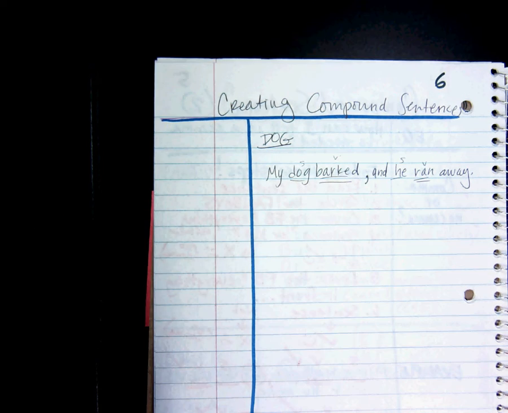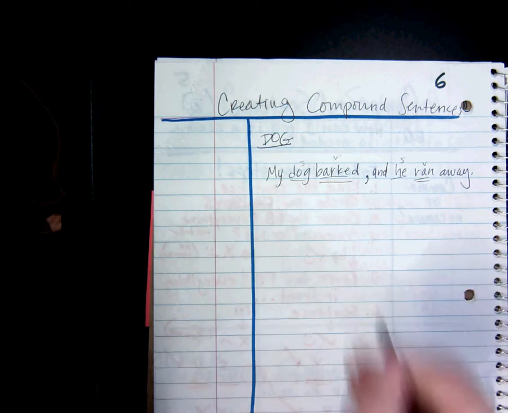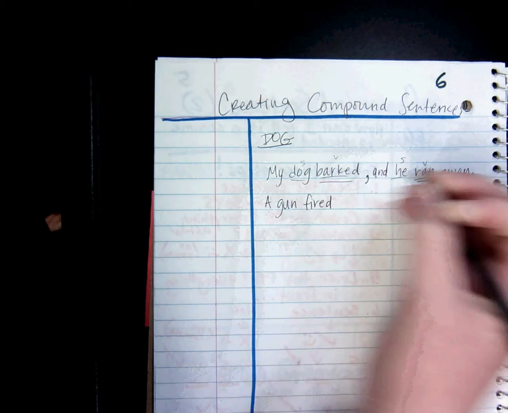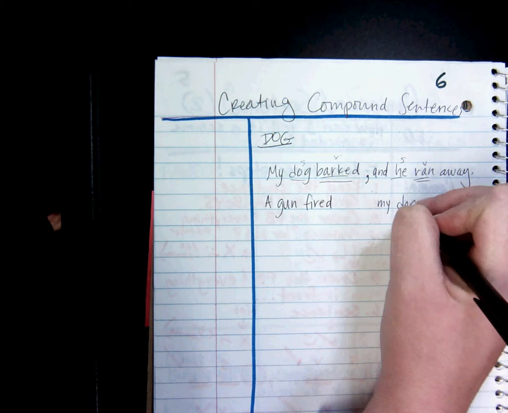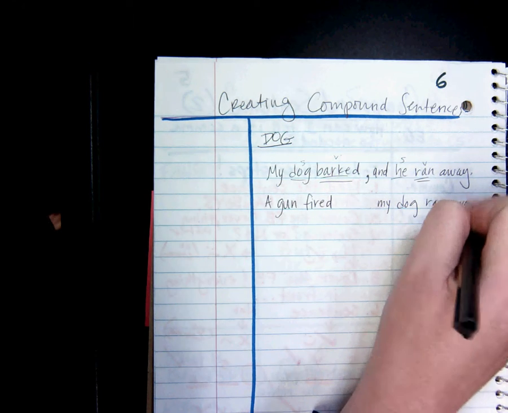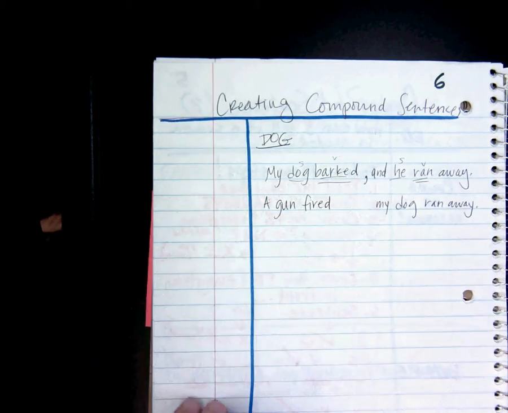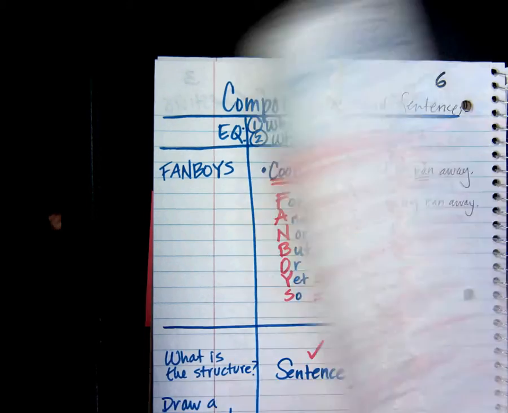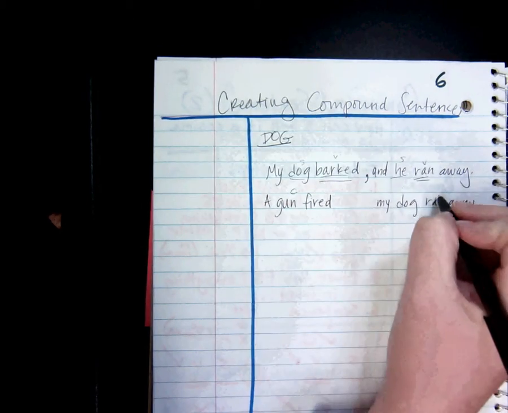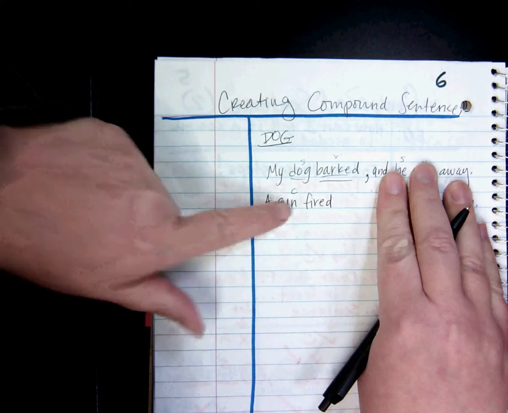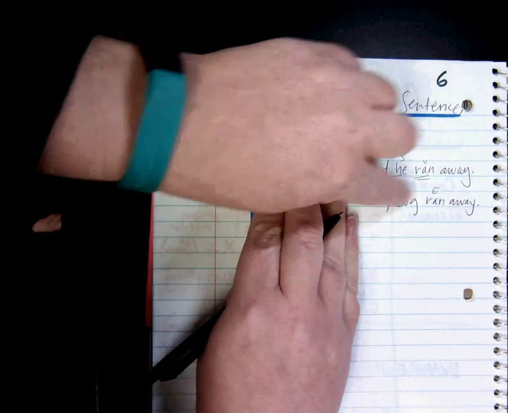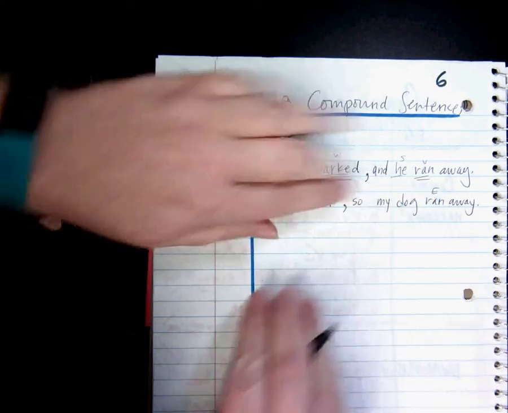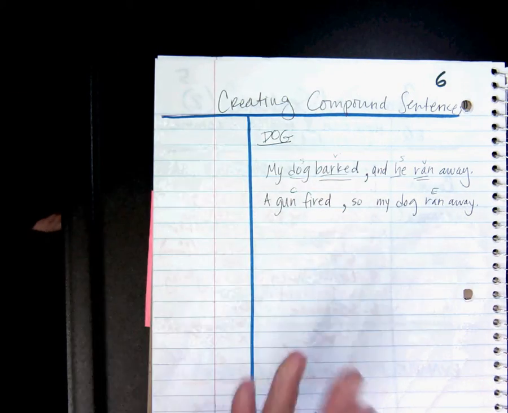If I wanted to make a sentence that was about a cause and effect, a gun fired, my dog ran away. Now I'm talking about a cause and effect, right? So I have to choose a very specific fanboy for cause and effect. I'm going to choose so, because this is the cause, and then this is the effect, right? I have a complete sentence, subject, verb, so. But notice how I'm checking. Subject, verb, complete sentences, right?